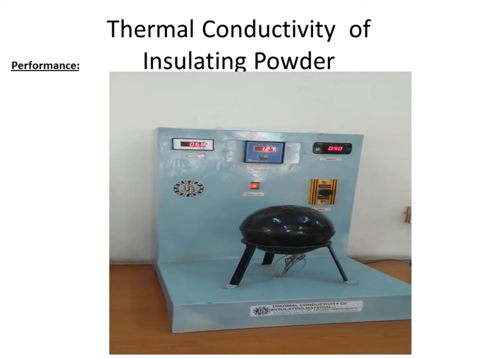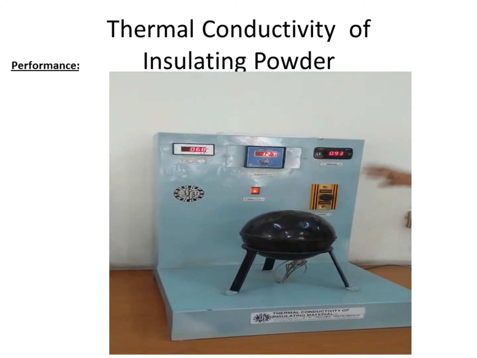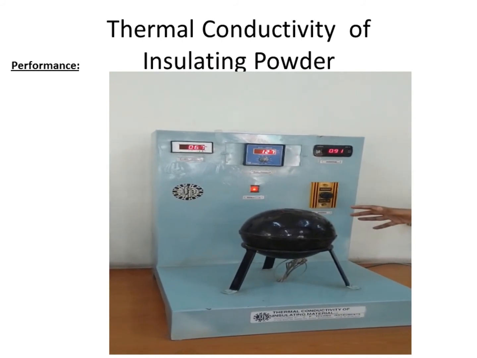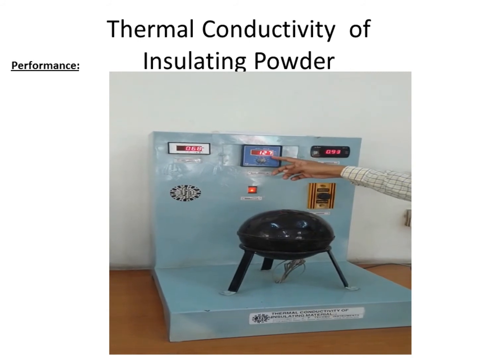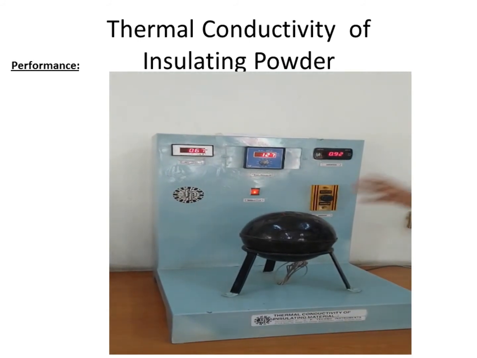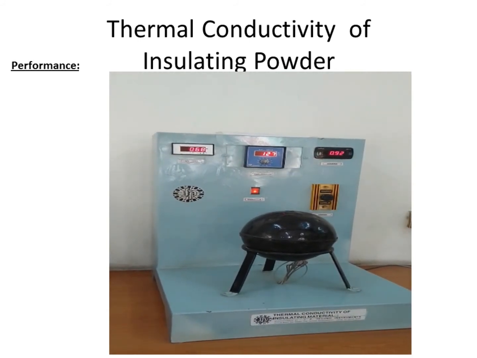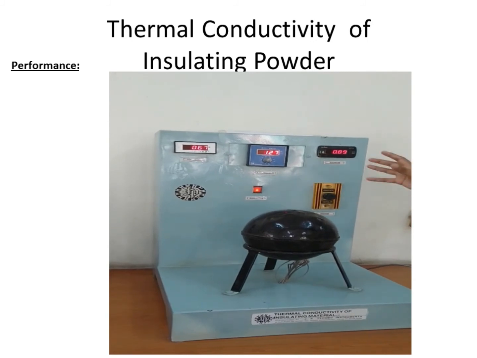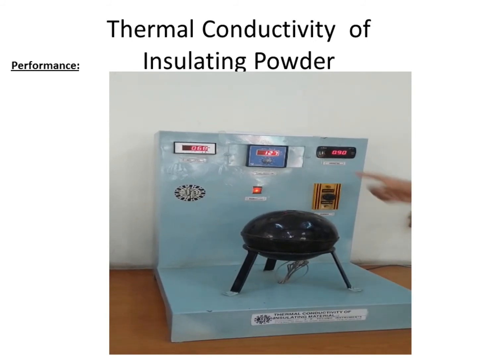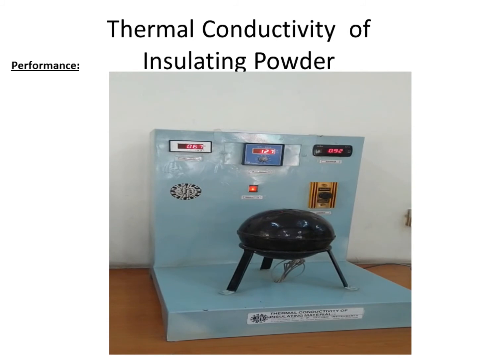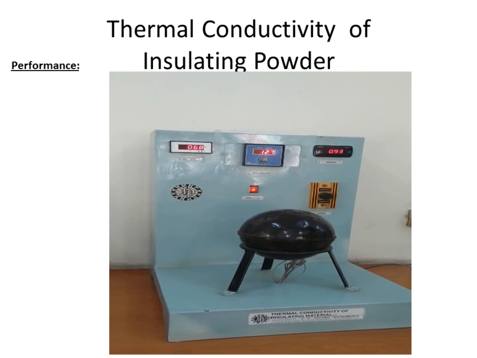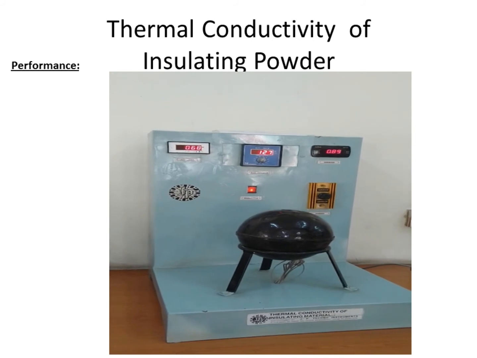We already started this setup 1 or 2 hours before. You can see now the temperature has reached steady state. Now the setup is ready to take the readings. First of all, take down the voltage and current. Voltage is 68 volt and current is 0.91 ampere.